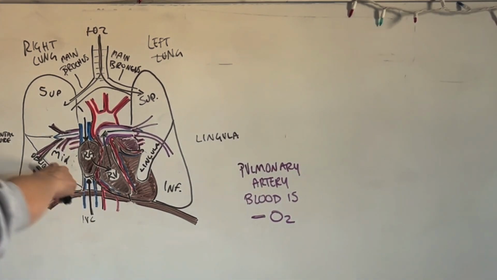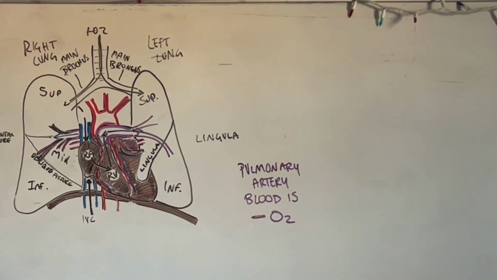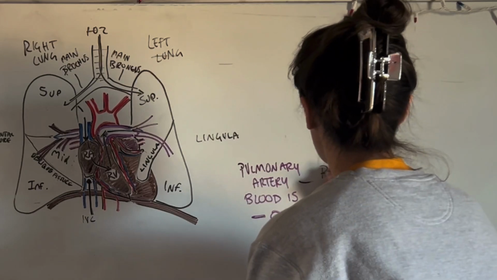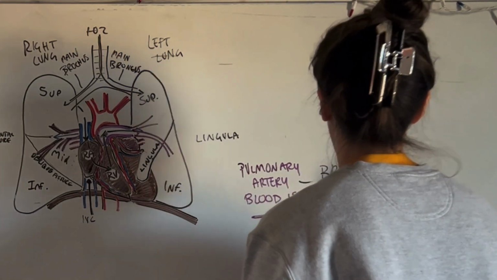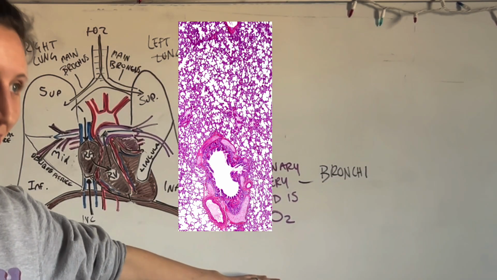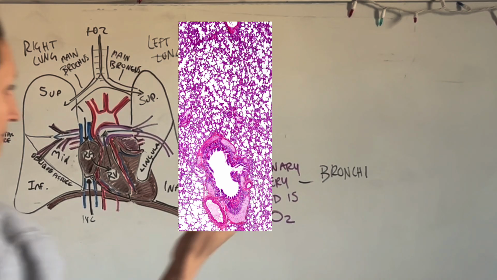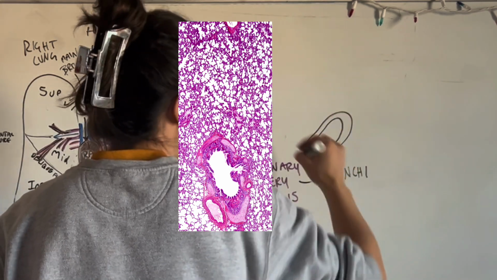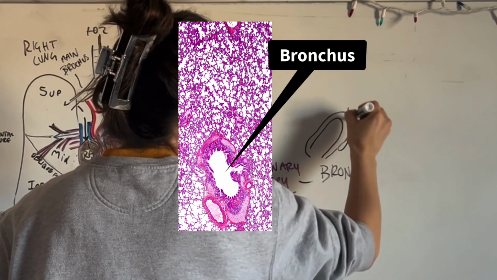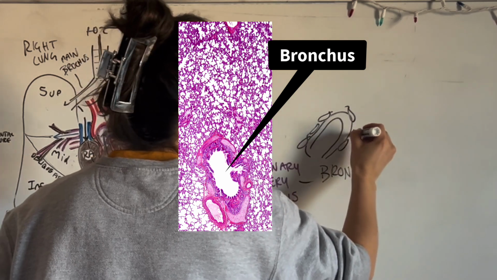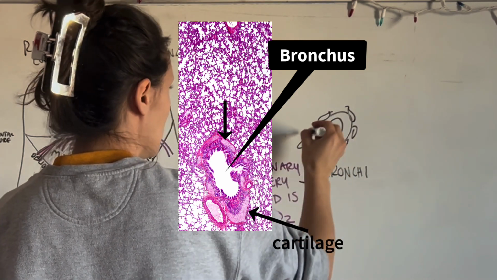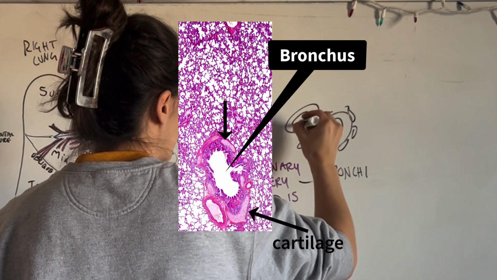So our pulmonary arteries, one of the things you can know about them, they travel very close to bronchi. So when you look at them on histology, a bronchus section, which has smooth muscle and cartilage, that's how we tell them apart, is usually next to an artery.